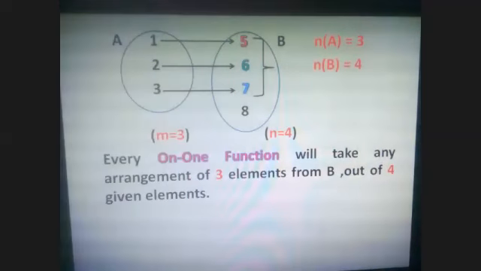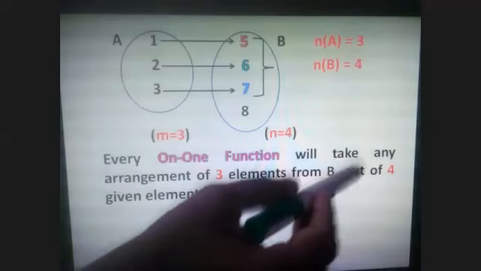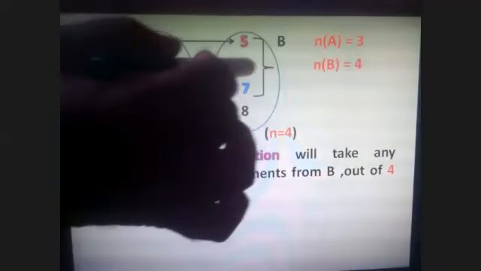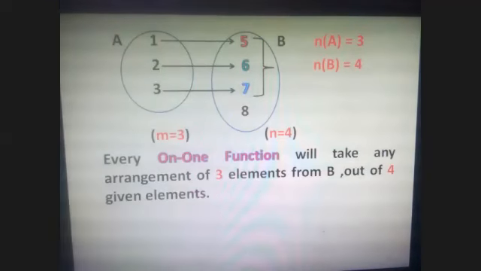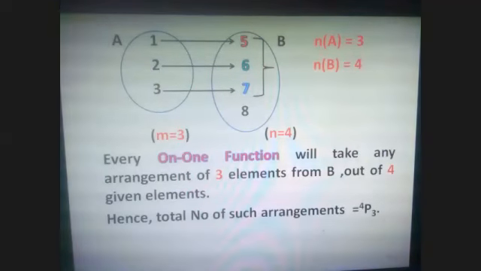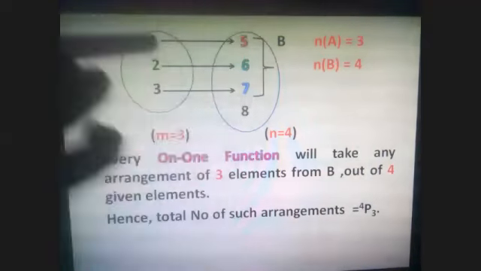Any arrangement. It is not the selection. It is not the combination. It is the arrangement. Any arrangement of 3 elements from B out of 4 will be a one-to-one function. How many are there? Out of 4, you arrange 3. That is nothing but 4P3. Any arrangement of 3 elements from these 4 is a one-to-one function.